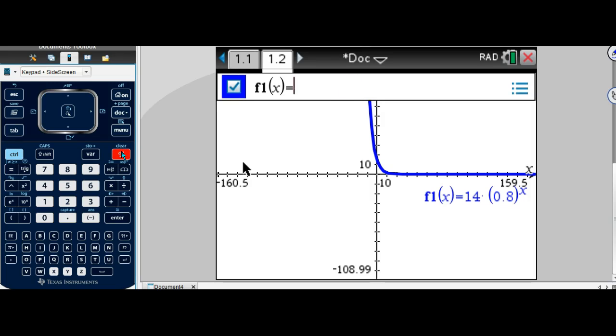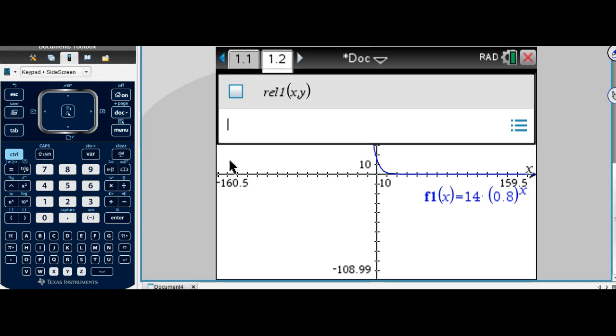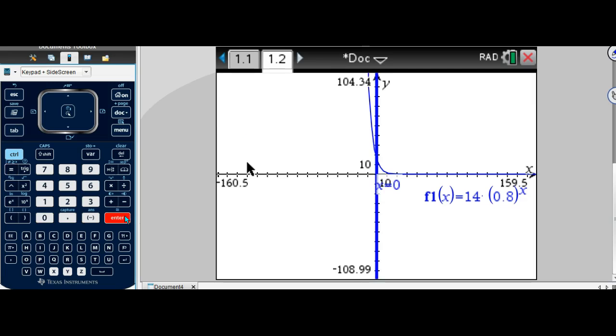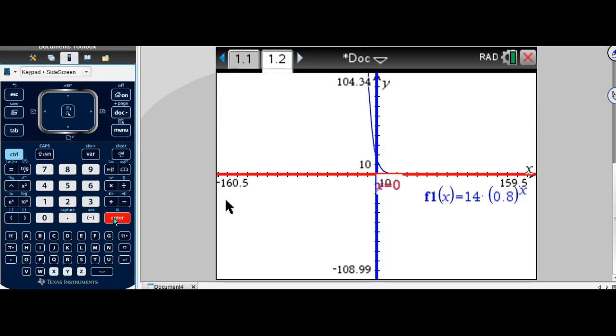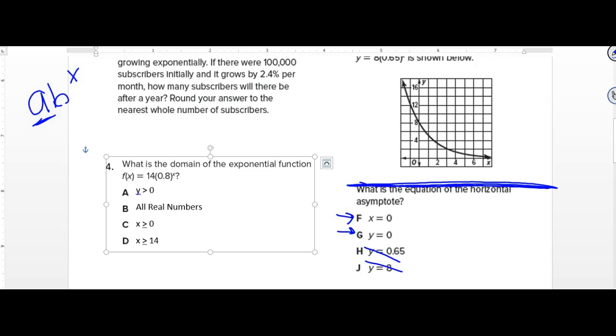Erase my previous problem. Erase my equal sign. I want a relation. X equals 0, and we get the y-axis when I graph that. It's not going to be x equals 0. If I look at y equals 0, it does give me the red x-axis there. So my answer is y equals 0.